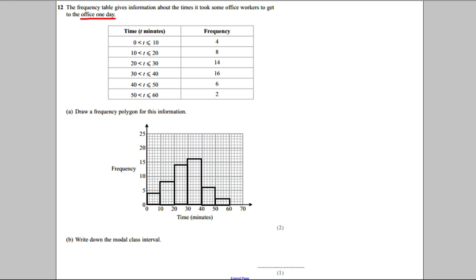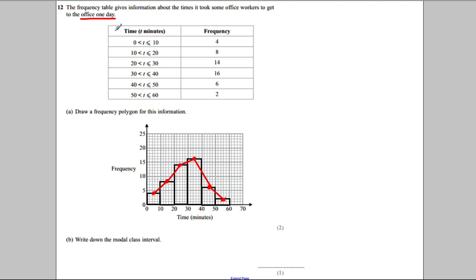Remember, you don't get any marks for that. You only get the marks if you join up the middle of the bars in a frequency polygon. So there to there, there to there, there to there, there to there, and there to there. And that's it for 2 marks.